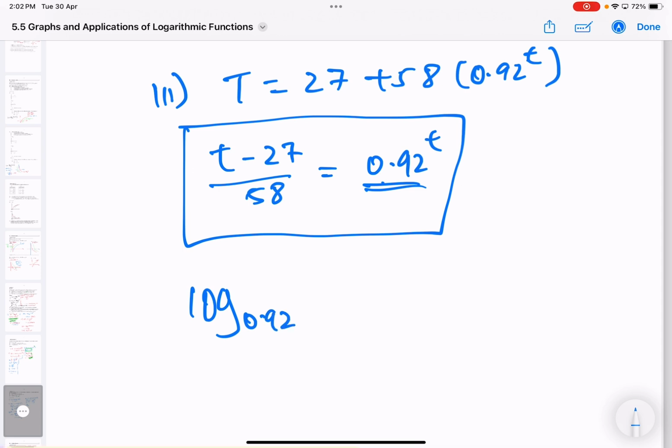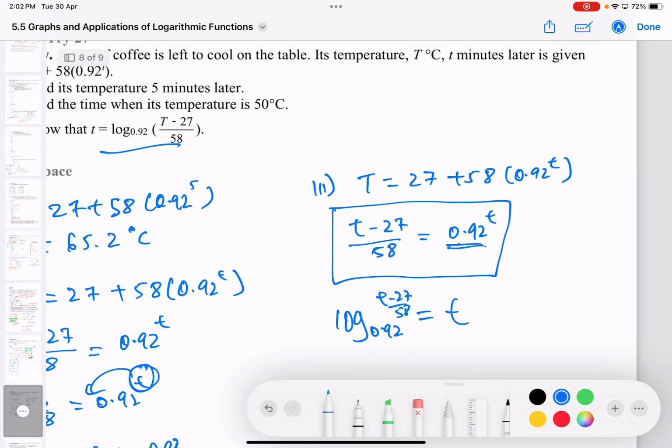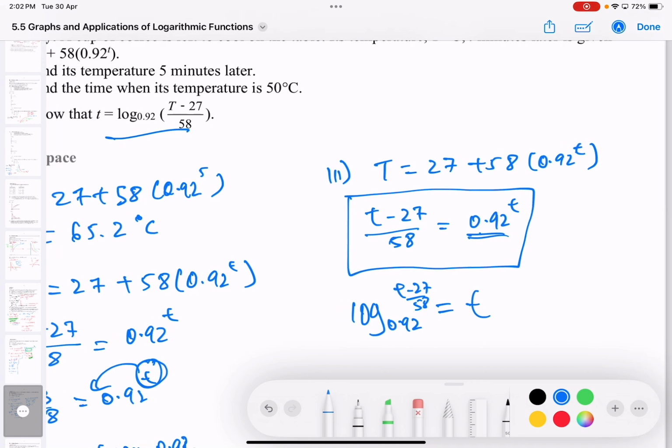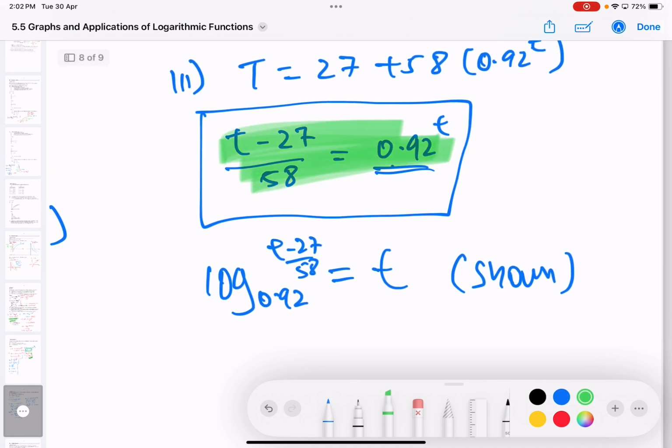My answer is how many times I have to compound, so it equals t. The thing that I'll put over here is just T minus 27 over 58. You just double check. Is it the same? Yes, it is the same. So that is how you show. You must be able to convert from the exponent form into the log form. You realize the questions are all the same.